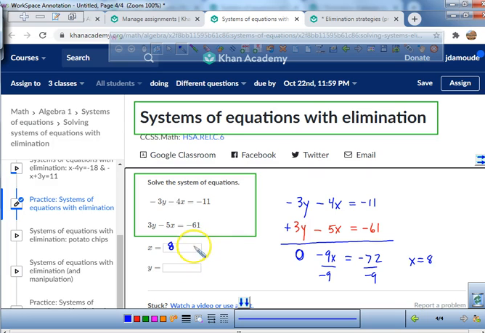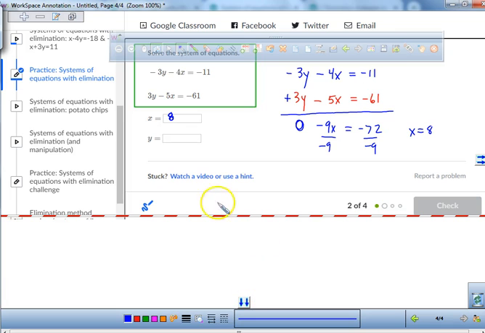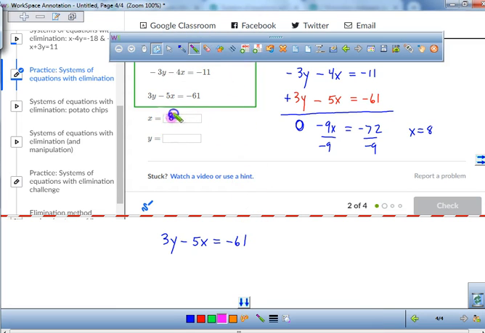So, we have to choose. Which equation do you want? The top one or the bottom? It doesn't matter. Bottom? Let's do the top. Oh, you know what? I'm sorry. I'm going to have to choose bottom because that's a 3y, and I don't really want to deal with a negative. So here we go. Let's choose the bottom equation. Ready? 3y minus 5x equals negative 61. But now that we know what x is equal to, does everybody see what I'm going to do right here? I'm going to plug it in.